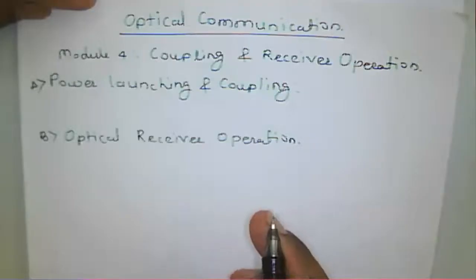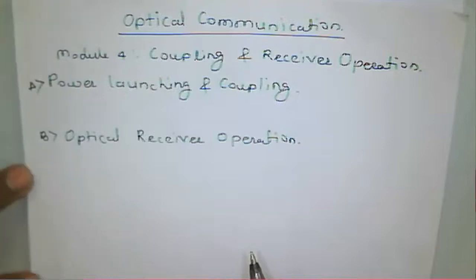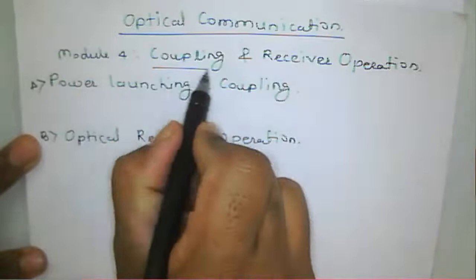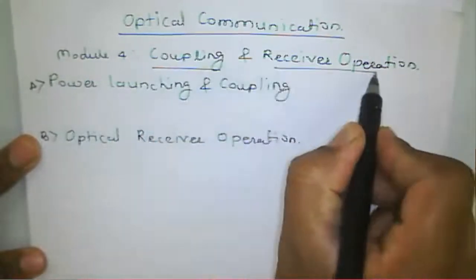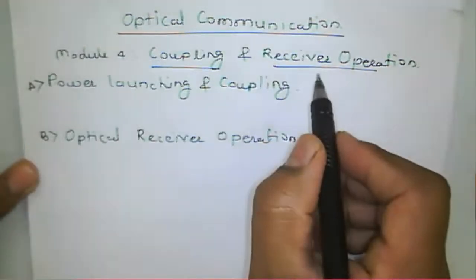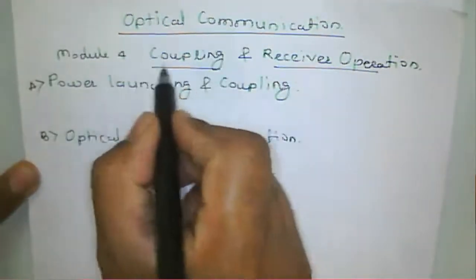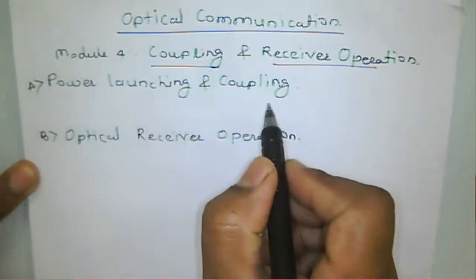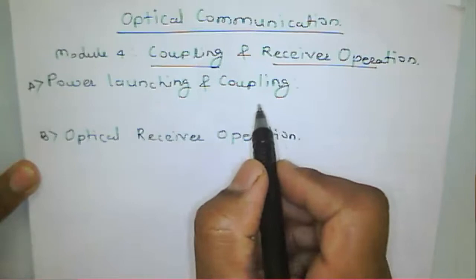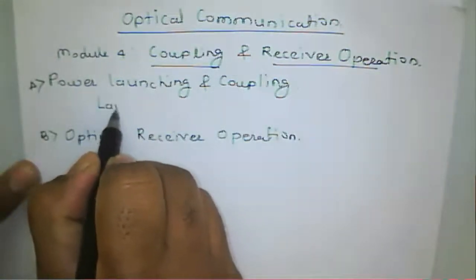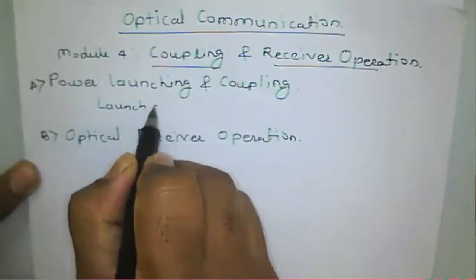So today we will see model 4, in which we will see coupling and receiver operations. Model 4 itself has two parts. One is about coupling power and the other is receiver operation. Coupling power means what? From the source, power will be launched and that power is coupled. In it we will learn how the power will be launched.